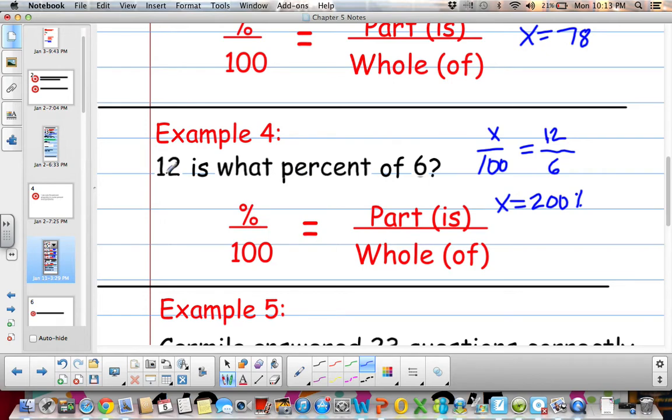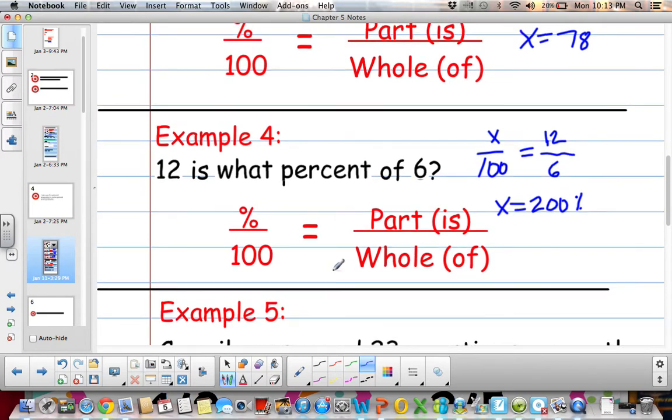And because 100% of 6 would be 6, if we're doubling 100, we get 200. If we're doubling 6, we get 12. And that makes sense because since 12 is bigger than 6, it should be bigger than 100%.